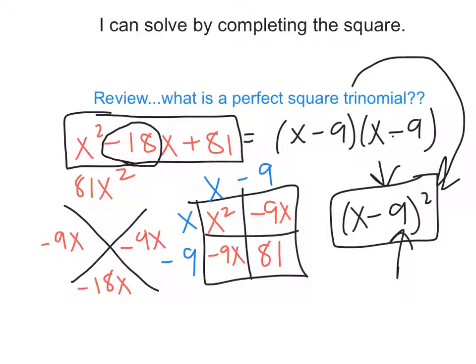So I can take my b term and take half of it to get what is going to go right here. And now, if I take that negative 9, I can then square it. If I do negative 9 squared, that gives me my c term of 81. So the b term and the c term are going to be related to what's in our parentheses in factored form.